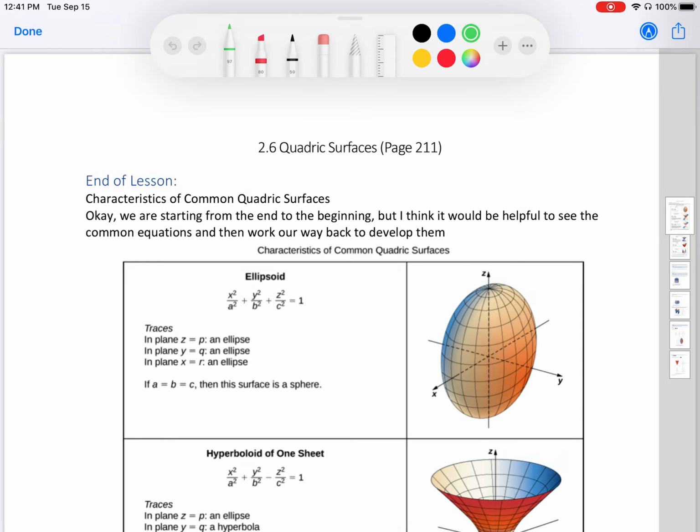Section 2.6, Quadric Surfaces. Alright, so for this lesson, I'm swapping the order in which things are introduced and explained through the text. So what is the end of the lesson in your book is what I'm starting off with. Characteristics of common surfaces is a chart that shows you the formula, the equation, and the graph that corresponds to it.